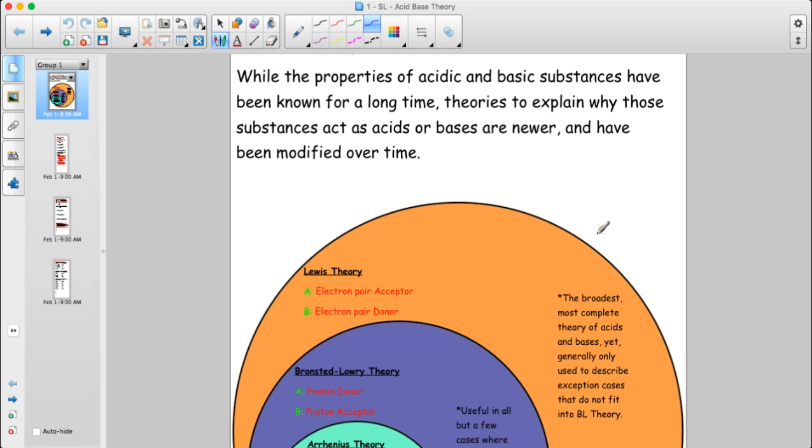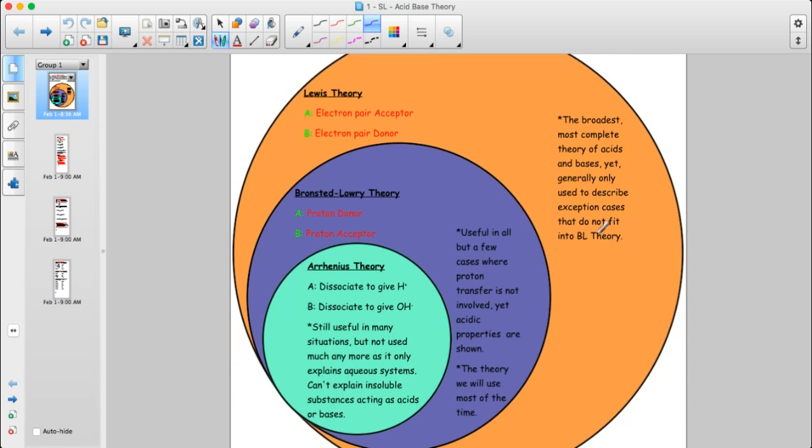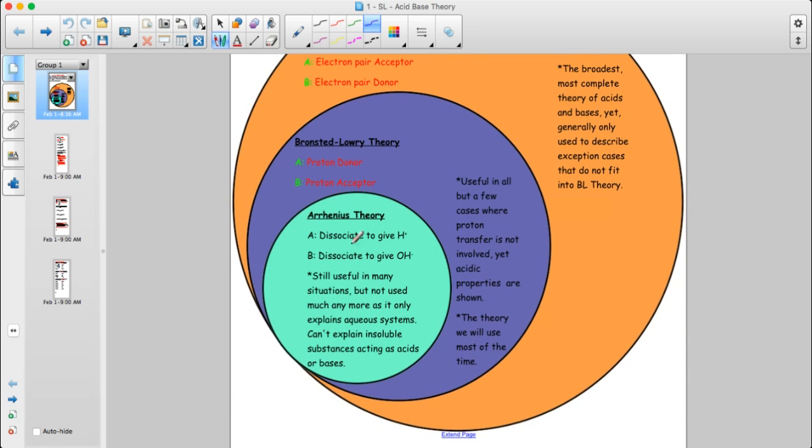There have been different theories proposed, and those theories have developed over time to be broader and include more and more substances. The original theory, called the Arrhenius theory, said that acids were things that dissociated and gave H plus ions in solution, and bases were things that dissociated to give OH minus ions in solution. While this is still useful in many situations, it's not going to be used much because it's a little bit limited. It only talks about things in aqueous systems.